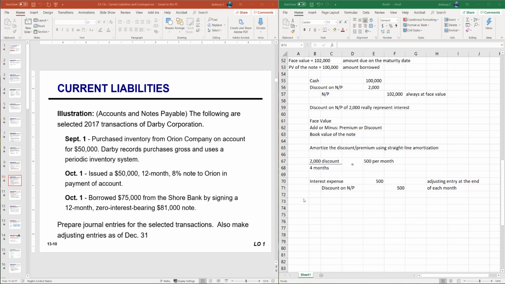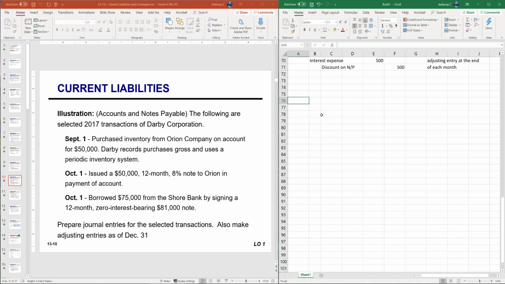All right, so let's run through another example. If I were you, I would recommend pausing the video here and trying to make these journal entries yourself, and then coming back after you're done. Okay, so we're given 3 transactions here. We'll prepare journal entries for each transaction. We're also going to be making adjusting entries as of December 31st, so the end of the year.